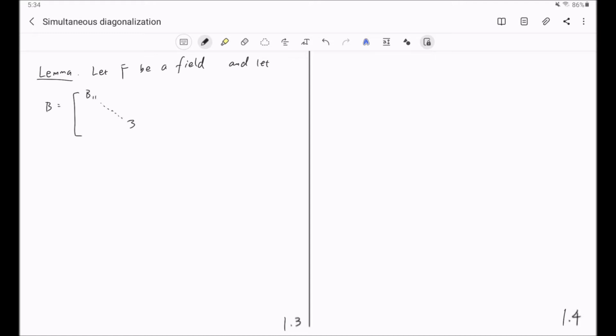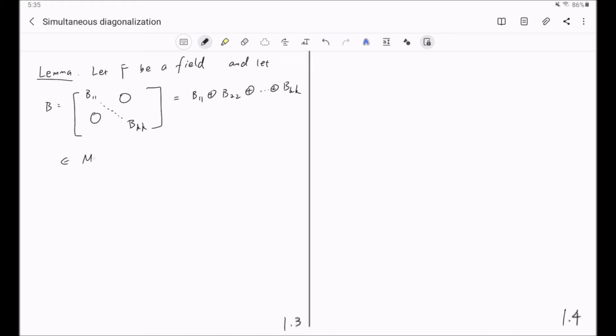So B is a matrix where all the entries are 0 except for on this quasi-diagonal where we get k blocks. Sometimes we'll denote this by the direct sum, B11 direct sum B22 plus all the way to BKK.